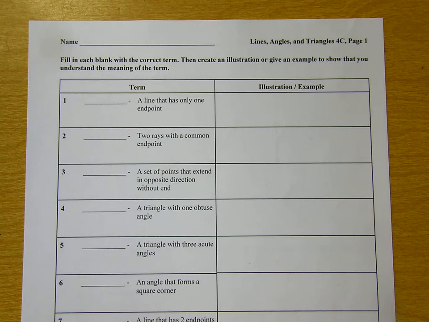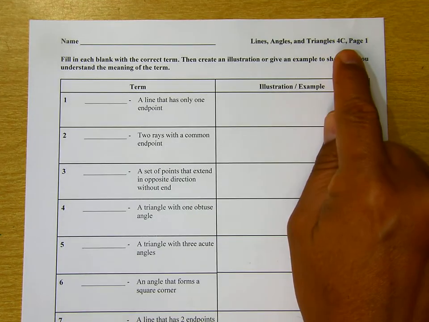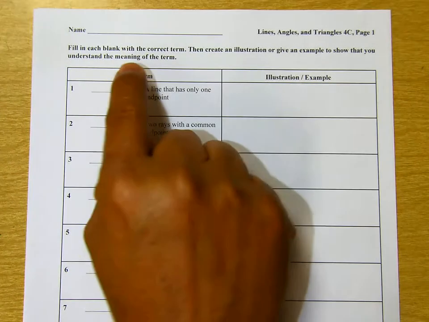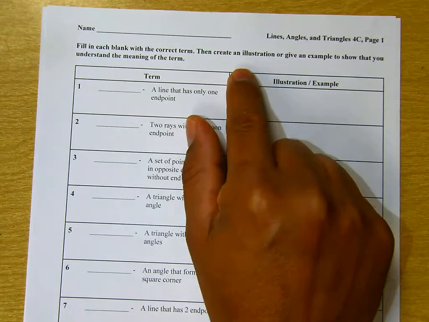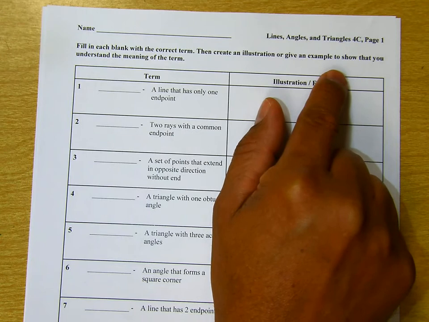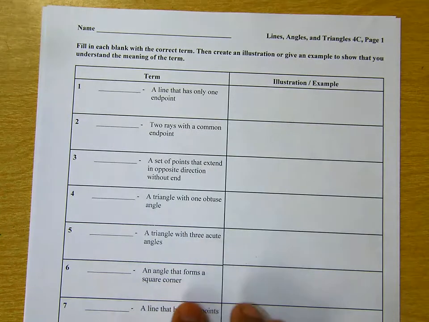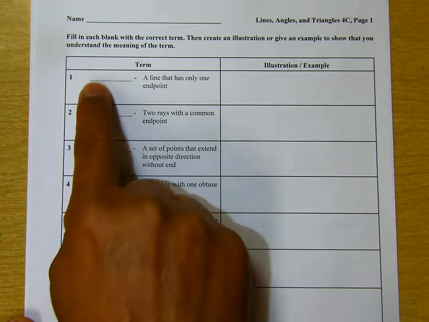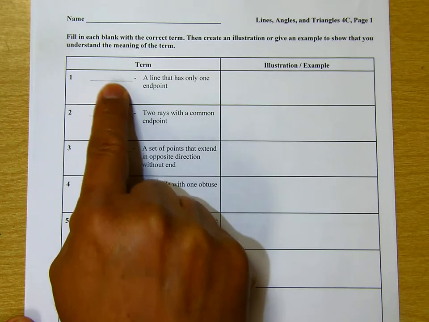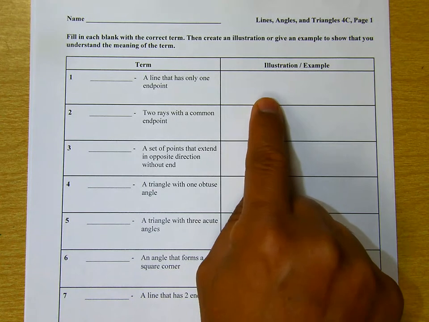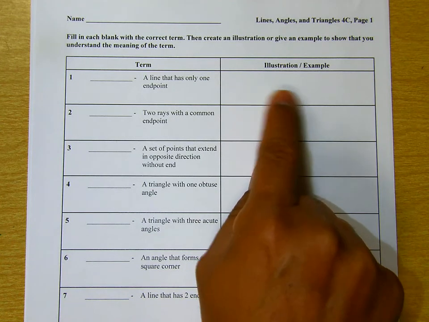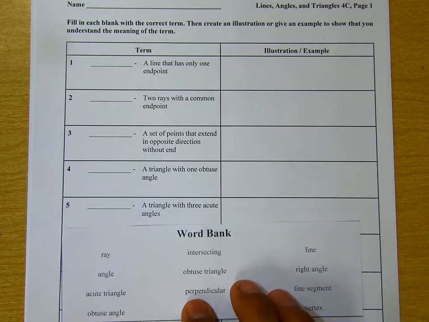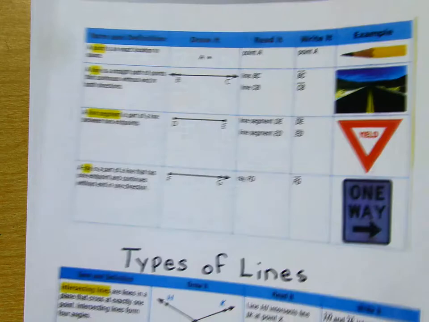Today we will be working on lines, angles, and triangles, page 4C, page 1. Our directions are to fill in the blank with the correct term, then create an illustration or give an example to show that you understand the meaning of the term. So they give us a whole bunch of terms here or definitions. We have to find the vocabulary word that goes with that definition, and then we have to illustrate an example of it. All right, so we can use the word bank and our notes to help us out.